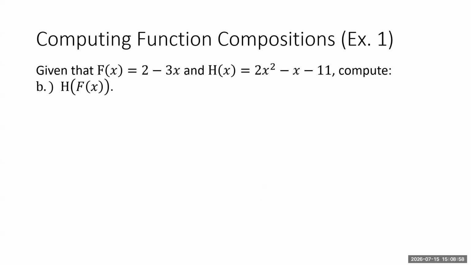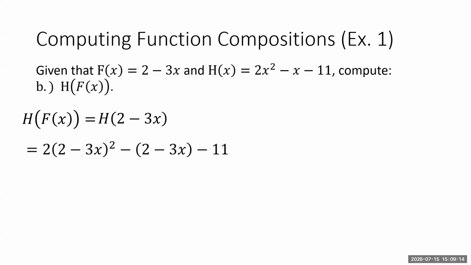Part B, h of f of x. For h of f of x, everywhere we see an x in the function h, we are going to put the equation 2 minus 3x in its stead. So we have h of 2 minus 3x, which begins with the process 2 times the quantity 2 minus 3x squared minus the quantity 2 minus 3x minus 11. This is going to require some algebraic fancy footwork, but we'll do our best to demonstrate this.